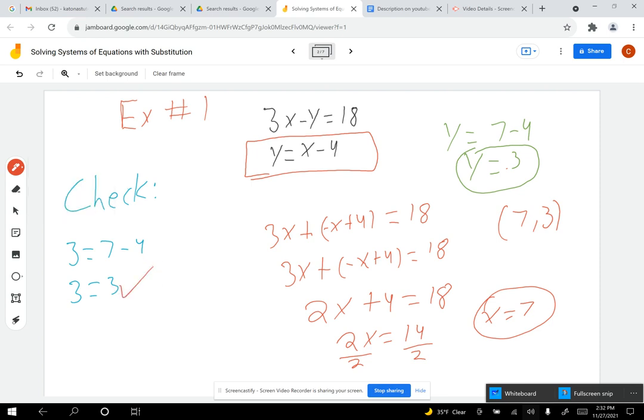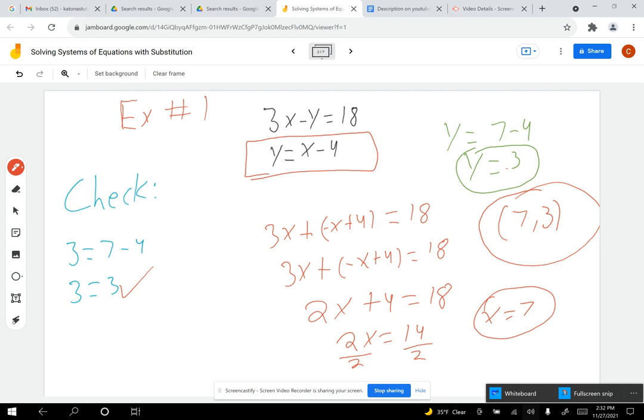3 does equal 3. Now keep in mind, if I got a different answer, and let's just say I got 3 equals 2, I would know I did something wrong, and I would have to go check and do the math again to make sure I did the right thing and I didn't miss a negative or I didn't miss an add or whatever. So there's my answer.